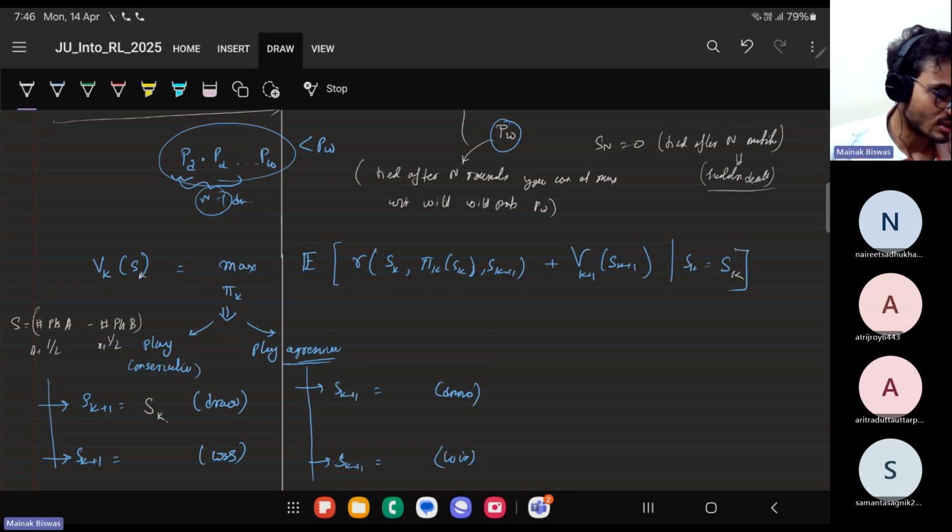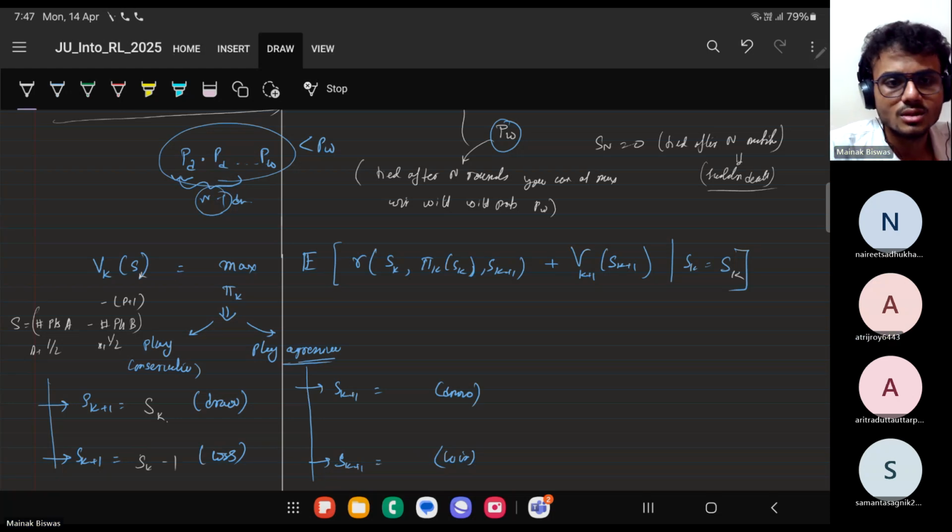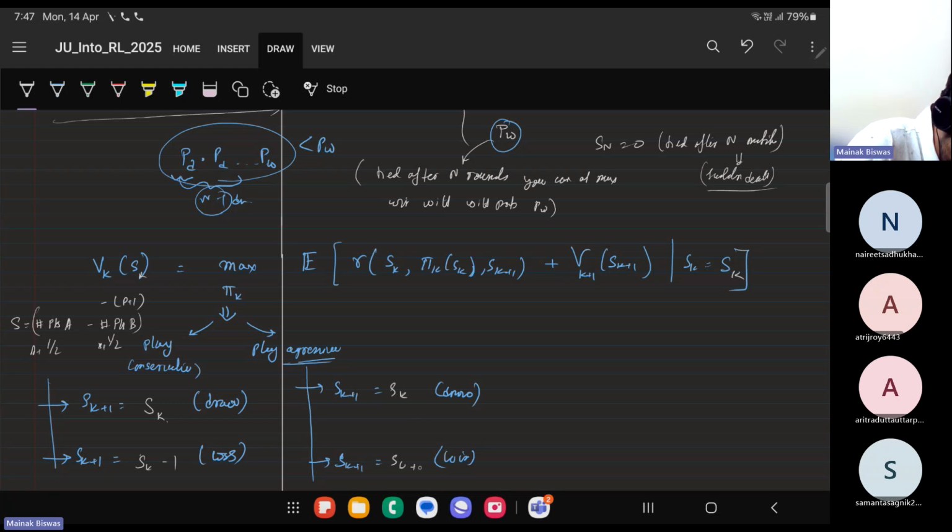And if it is a loss, your points will remain the same, P, and this will be P plus 1. So you'll get SK minus 1. Yes. Similarly, for a draw you again get SK and SK plus 1. Fine. Not K plus 1 in the denominator, but addition.